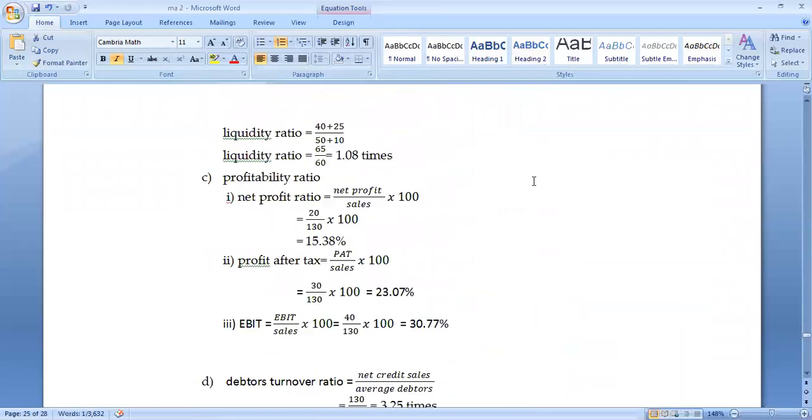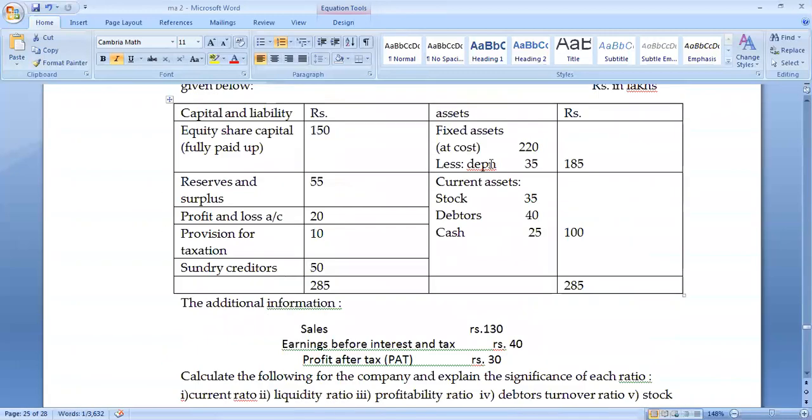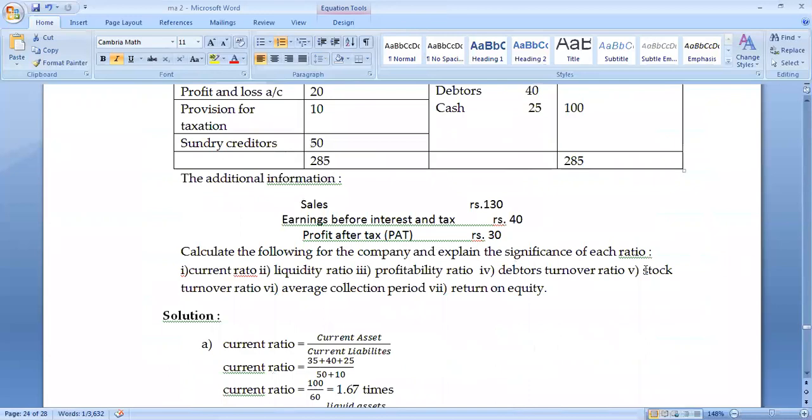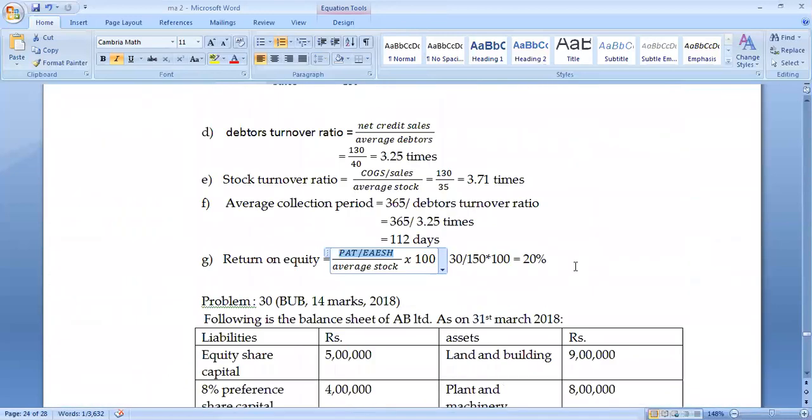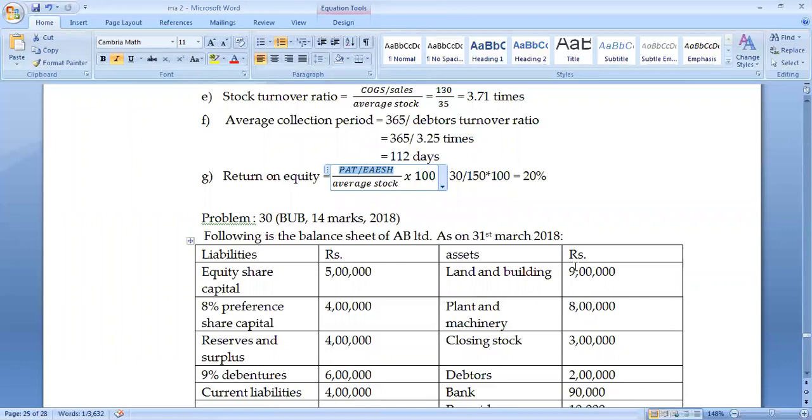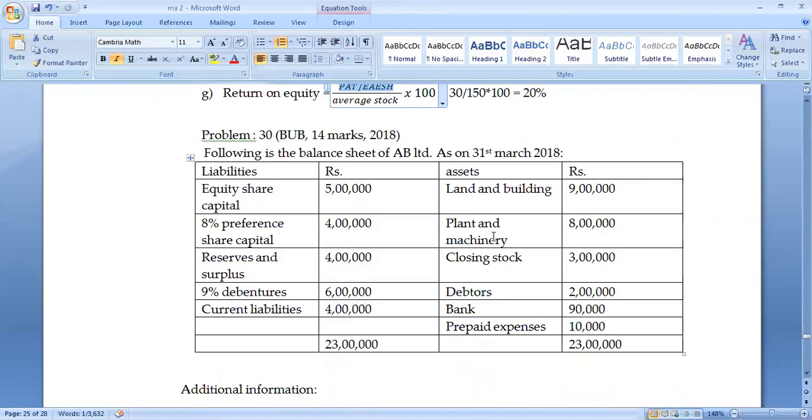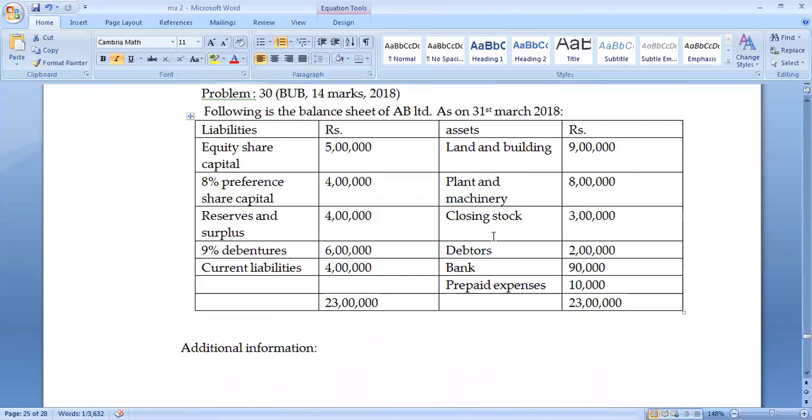Clear? So make sure that you are completely thorough with the formulas, then proceed with this question. Unless you are thorough with the problem, it is easy, but you need to practice these formulas as well. Okay, so we will also discuss one more question relating to March 2018.